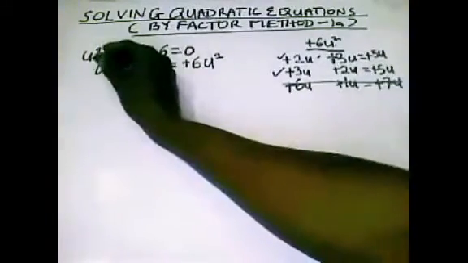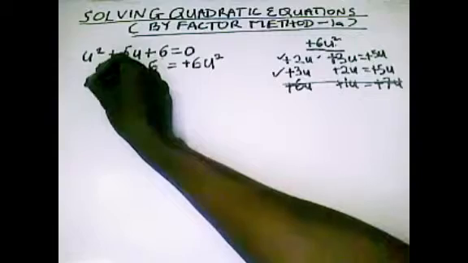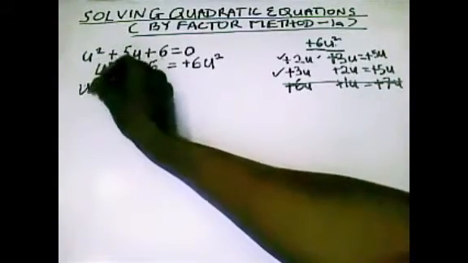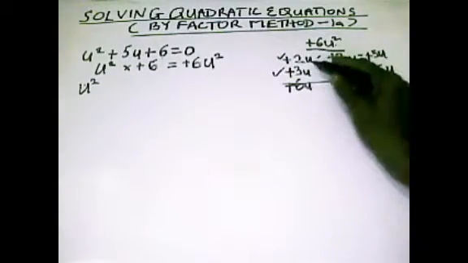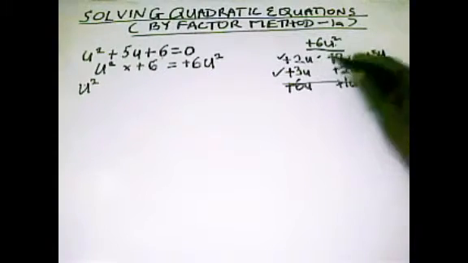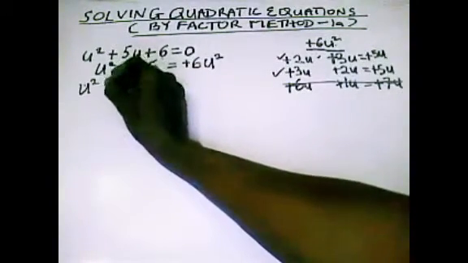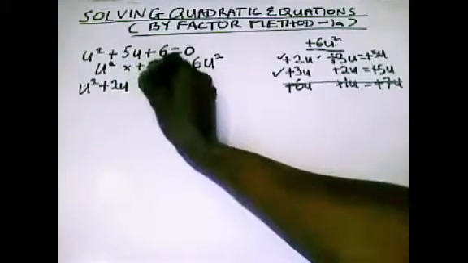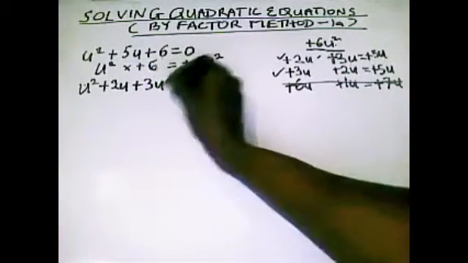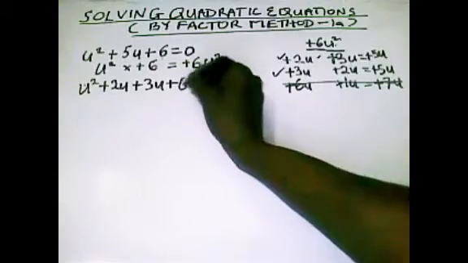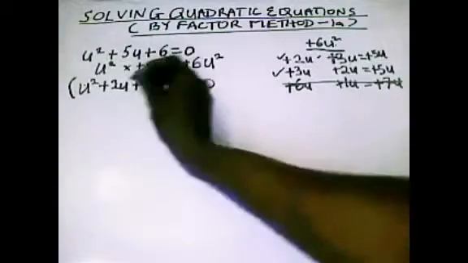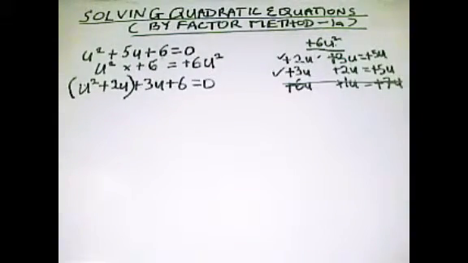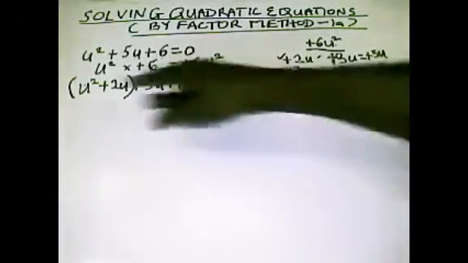Come to this equation and rewrite it. So here, we are going to have u squared. Instead of writing out the plus 5u, we are replacing it with its factors, which is plus 2u plus 3u. So over here we write plus 2u plus 3u. Then the final value there is plus 6, all equals to 0. Now, at this point, we are going to introduce a bracket in the first and second term so that we can be able to factorize them.